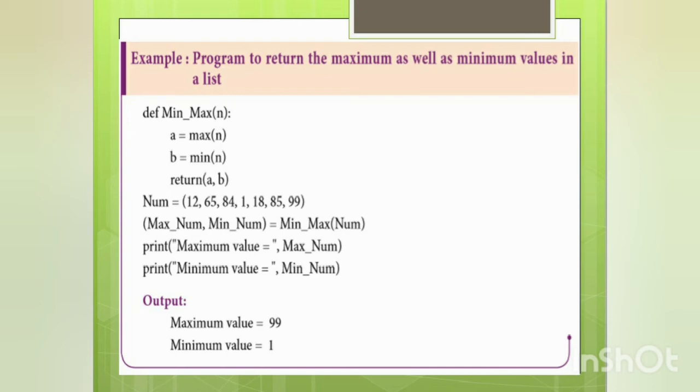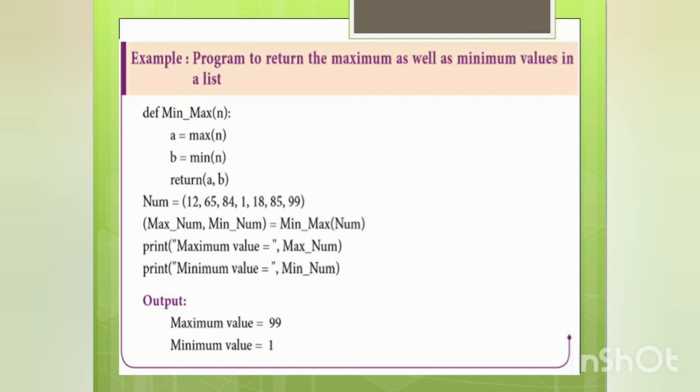Okay, look at the example. def min_max(n). This is a function; by using the def keyword you can define a function. Then a is equal to max of n. The max function is mainly used to get the maximum number from a list. So that will be stored in a. b is equal to min of n. It will take only the minimum value from a list. That minimum value will be stored in b.